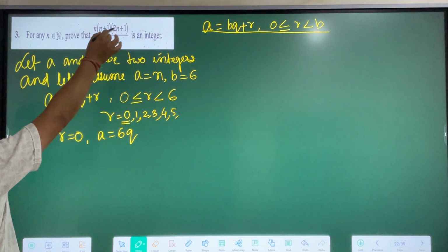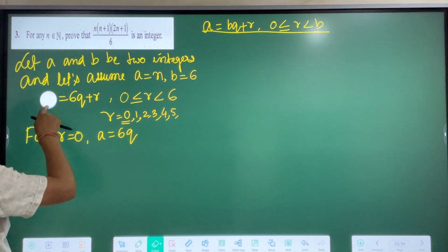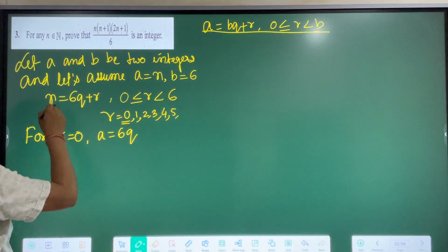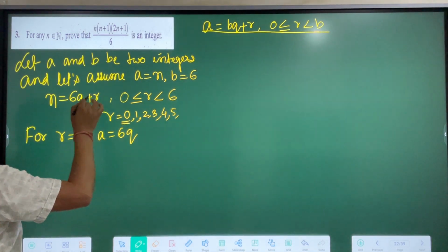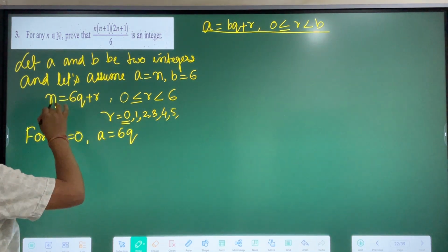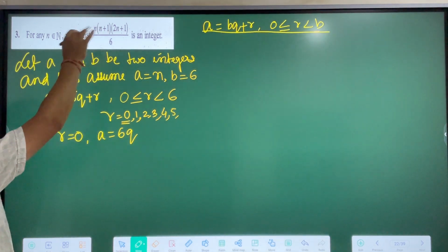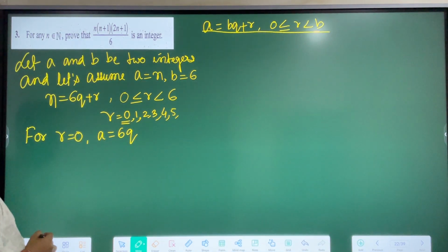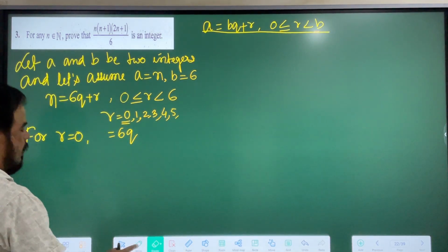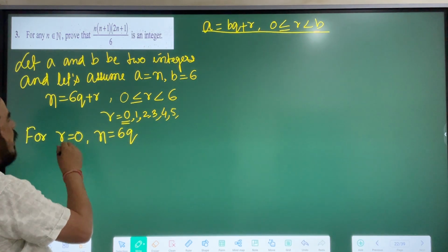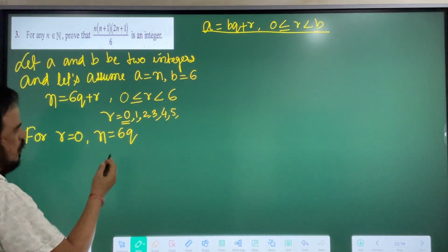Now, what I have told, a equals n. Why n is taken? Because a is not there, n is there. The expression is given in which n is present. So in place of a, we will write n and b is 6. a equals bq plus r, so n equals 6q plus r. Why n is taken, I have already explained: because the expression is in terms of n. So that is why n is taken in place of a. Now if r equals 0, n equals 6q. 6q plus 0, we don't write, that is known to us.